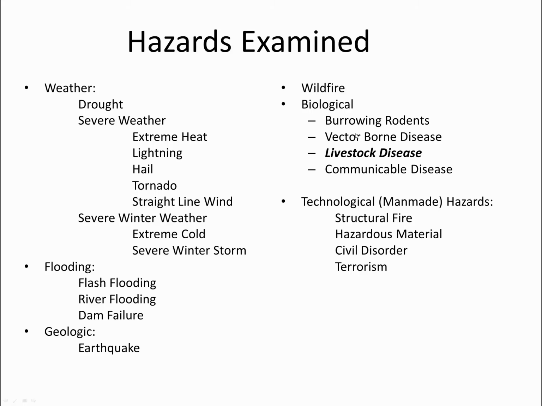4 specific categories in Jerome County: burrowing rodents, which has been added because of the severe outbreak of pocket gophers in south central and southeastern Idaho, causing damage to canal infrastructures; vector-borne diseases such as West Nile virus; livestock diseases which impact the dairy industry, which is of special concern to Jerome County; and communicable diseases or human-borne diseases. We also look at technological or man-made hazards, including structure fire, hazardous materials, civil disobedience, and terrorism.